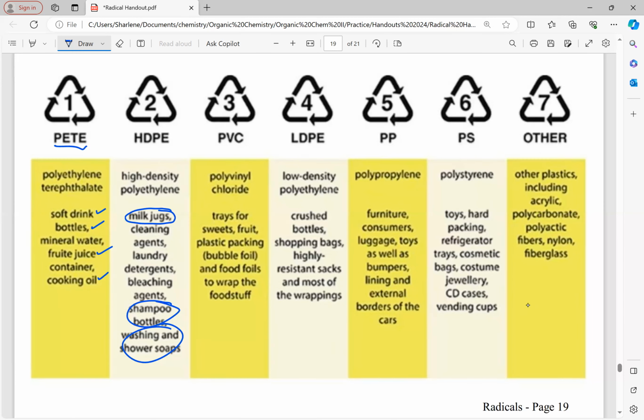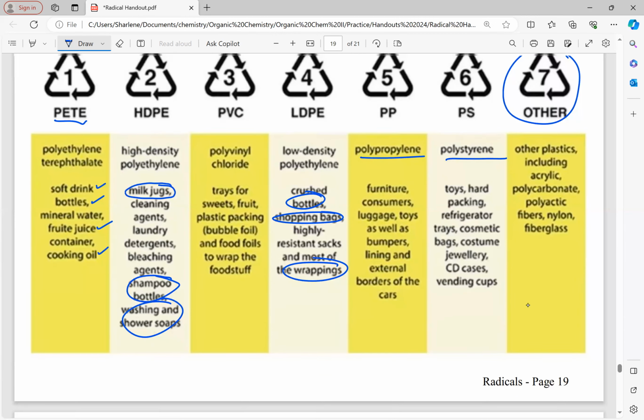PVC has that chlorine attached to it. LDPE is the low density polyethylene. Those shopping bags, okay, wrappings, the really thin, not because they use less material, but the more flexible. Okay. Polypropylene, getting pretty heavy now. Polystyrene, whoo, packing refrigerants, things like that. And then everything else gets thrown into number 7. But I thought it would be interesting to show you what all of those numbers mean.